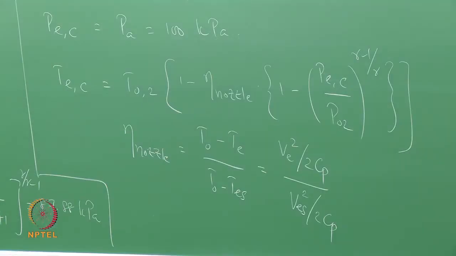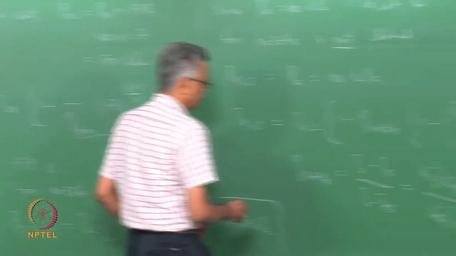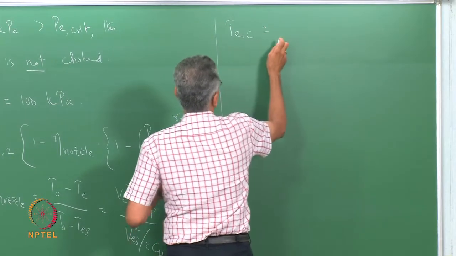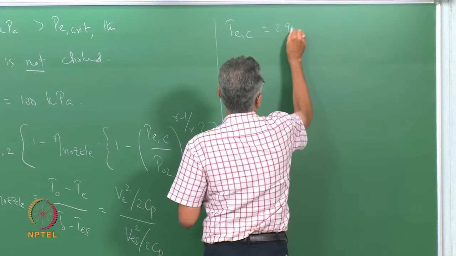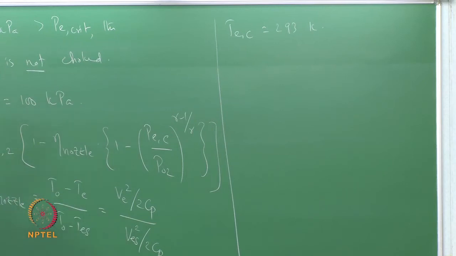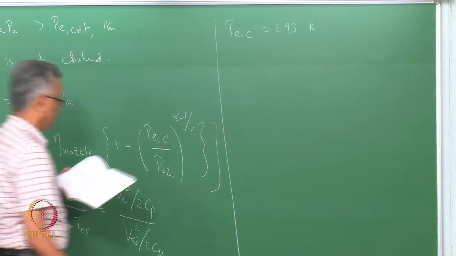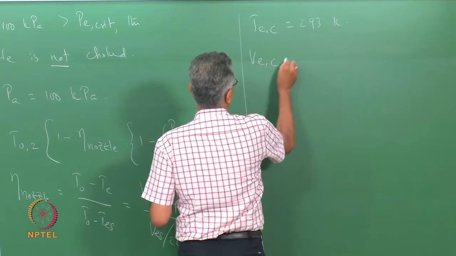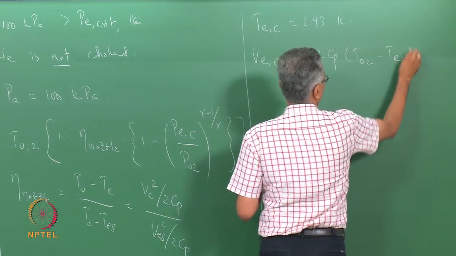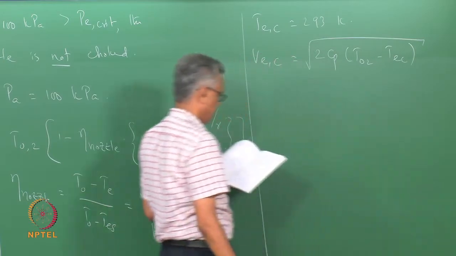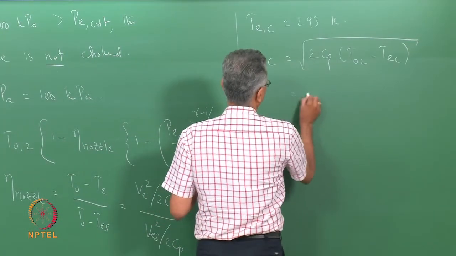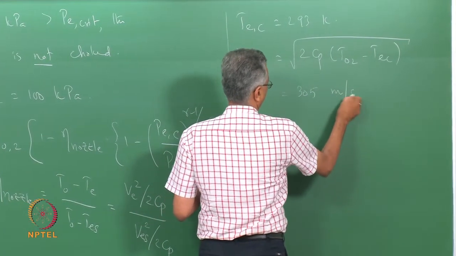So, if I go ahead and substitute the numbers, I get the static temperature TEC at the exit of the cold nozzle to be 293 Kelvin. And so, the velocity at the exit VEC comes out to be square root of this quantity, and that works out to approximately 305 meter per second.